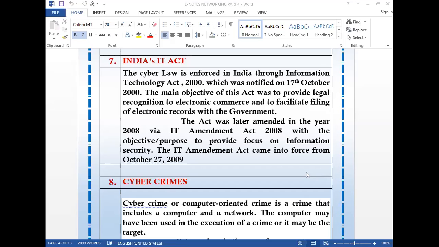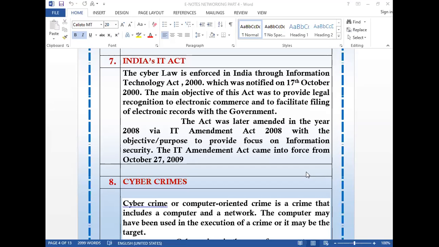And it was made compulsory that whatever documents are there in connection with e-commerce, those documents must be submitted to the government. A copy of each and every legal document must be sent to the government, right? Then what happened in 2008? In 2008, this act was amended. Amended means updations, changes, modifications.